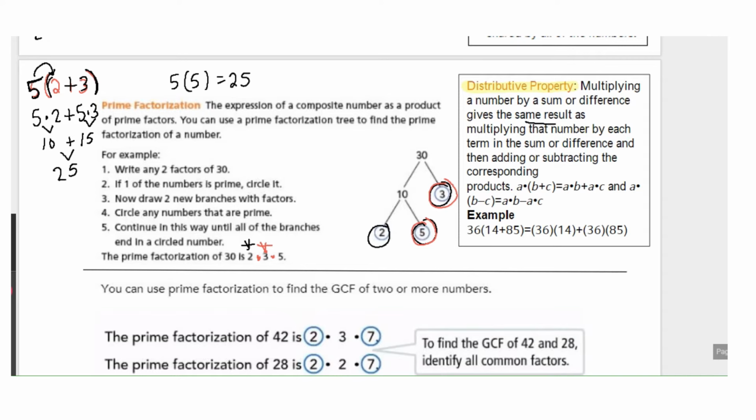And you can check to see if it's correct by multiplying those numbers. So we have 2 times 3 is 6, and 6 times 5 equals 30. So because the prime factorization is equivalent to the original number, you know the prime factorization is correct.